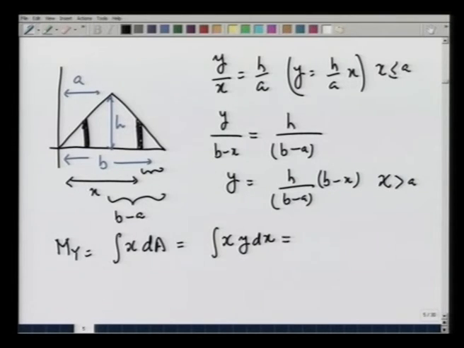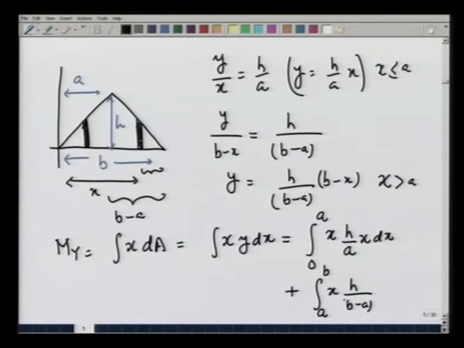So, I am going to write this as integration 0 to a x y, up to a y is h over a x dx, plus a to b x h over b minus a times b minus x dx, that is m y, and you calculate this, the integrations you can perform easily. You get an answer for m y.